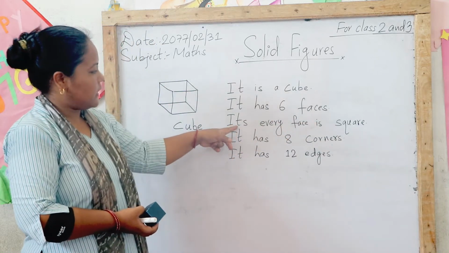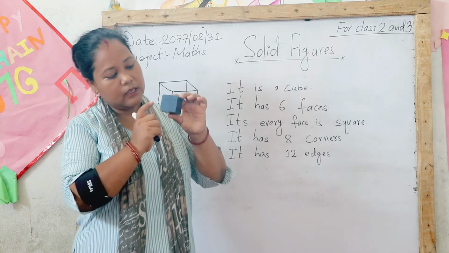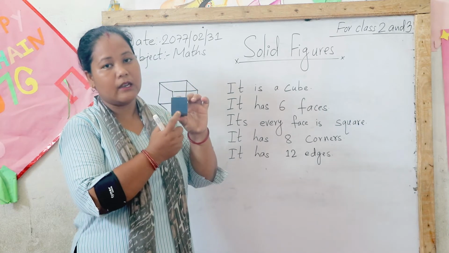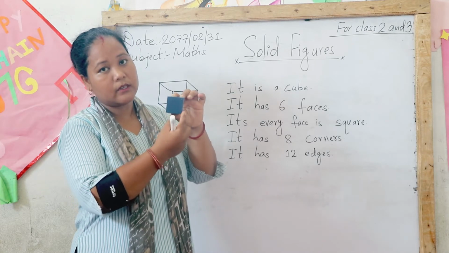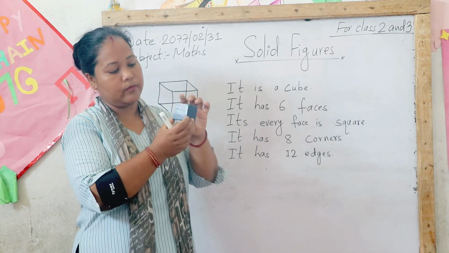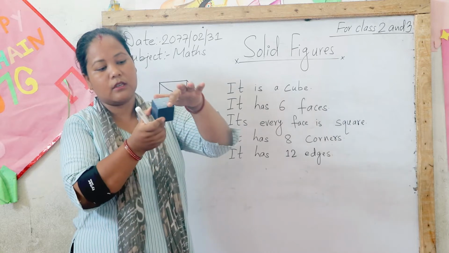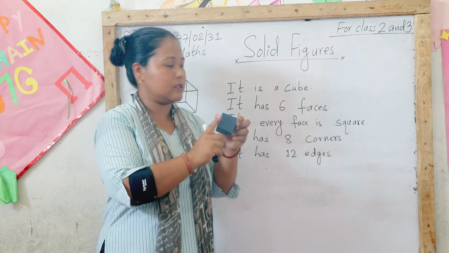Every face is square shape. Square shape means its length and breadth are the same. This is 2 centimeter, then this is also 2 centimeter. This face is in square shape, this face also, this face also. All the faces are in square shape.